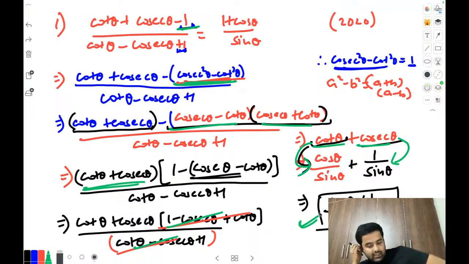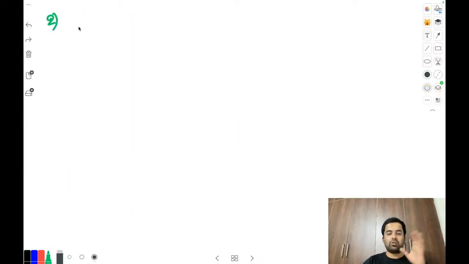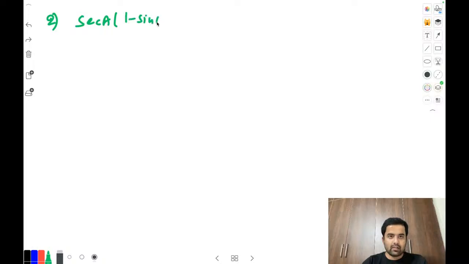Fine. Let's switch to the next one. Let me keep a good question. Yes, question number second. Whatever questions we are discussing, let me mention again, these are all of 3 marks. After discussing 3 marks, we'll switch to 5 marks. The question is: sec A, start the bracket, 1 minus sine A, again sec A plus tan A, equal to 1. Yes, the question is this now.